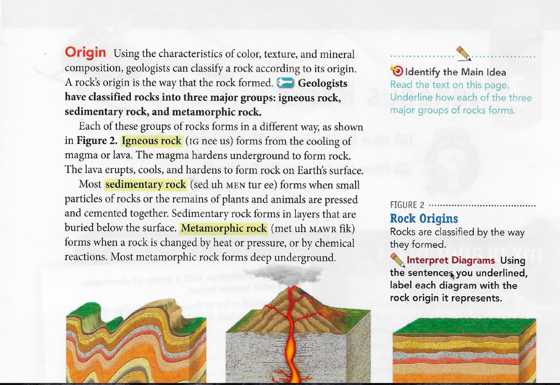All right, origin. Using the characteristics of color, texture, and mineral composition, geologists can classify a rock according to its origin. A rock's origin is the way that the rock formed. Geologists have classified rocks into three major groups: igneous rock, sedimentary rock, and metamorphic rock. Each of these groups of rocks form in a different way, as shown in Figure 2. Igneous rock forms from the cooling of magma or lava. The magma hardens under the ground to form rock. The lava erupts, cools, and hardens to form rock on Earth's surface.